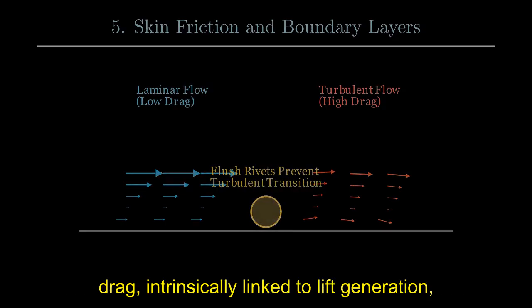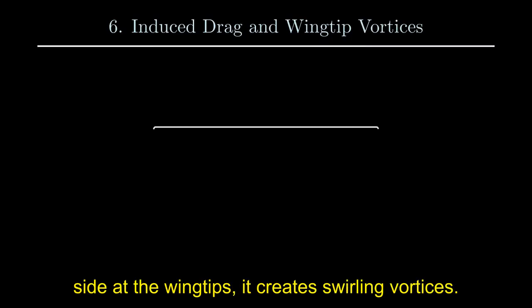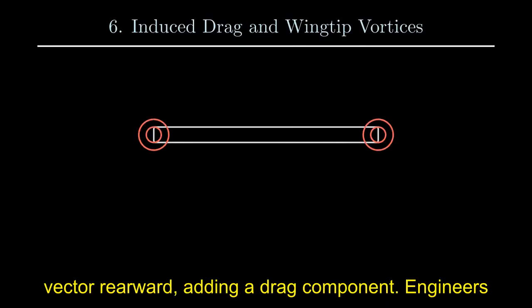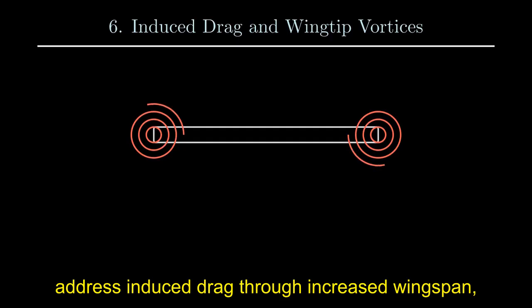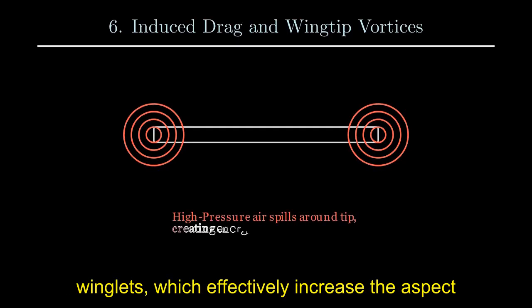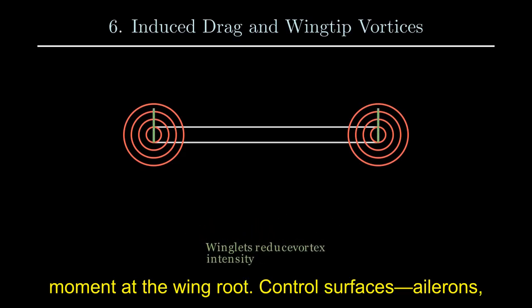Induced drag, intrinsically linked to lift generation, arises from wingtip vortices. As air flows from the high-pressure underside to the low-pressure upper side at the wingtips, it creates swirling vortices. These vortices consume energy and tilt the lift vector rearward, adding a drag component. Engineers address induced drag through increased wingspan, elliptical wing plans, or the integration of winglets, which effectively increase the aspect ratio without a corresponding increase in bending moment at the wing root.